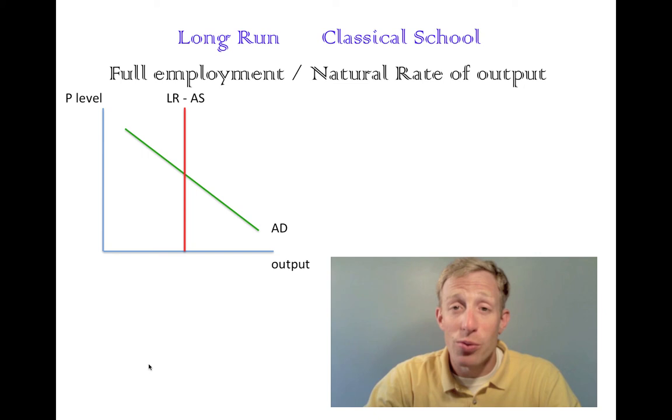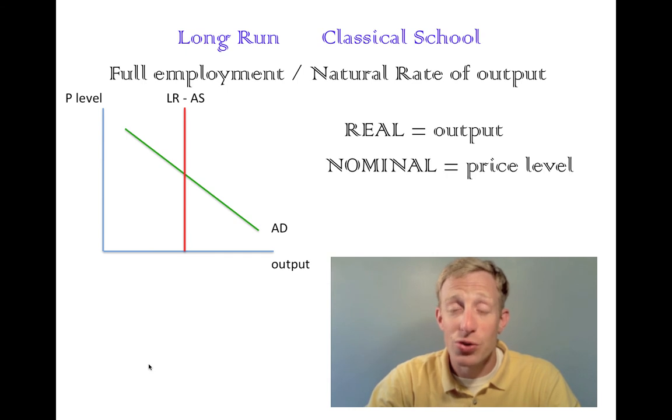Now, this is an important relationship, the fact that aggregate supply is determined outside of the scope of the price level, because it confirms what the classical school says, that real variables, in this case our output, won't be affected by nominal variables, in this case the price level. So the classical school views things from this long-run perspective.